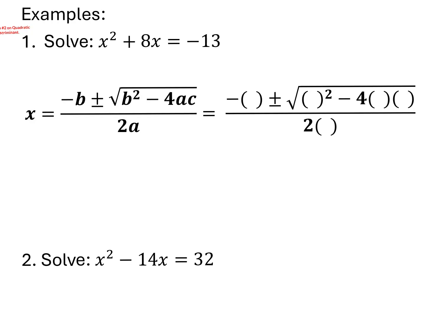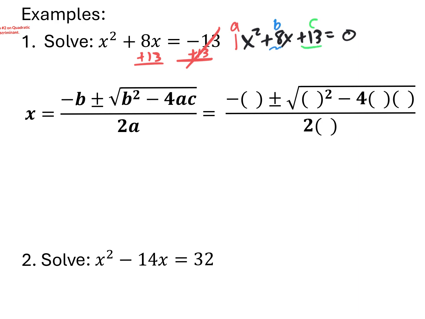So number 1, if we look at the instructions on the bottom left corner of this page, it says, make sure that it's set equal to 0. So it's not set equal to 0. So you would start by adding 13 and adding 13. And now it'll be set equal to 0. You have x squared plus 8x plus 13 equals 0. And now what that means is you could identify your a value being 1, your b value being 8, and your c value being 13.